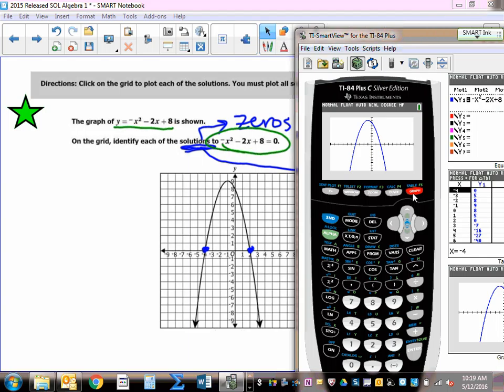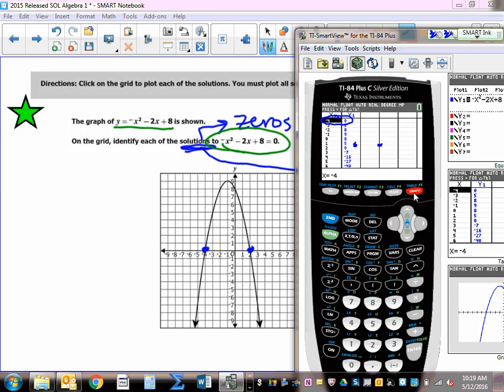Something you can do is put it in your calculator, and you can look here to see, okay, it looks like negative 4, it looks like 2. Remember, we go to second table, and we see negative 4 is a 0. It has a y value of 0. And 2 is a 0. It has a y value of 0. So you can look at the graph and identify it. You can look at the table and identify it.